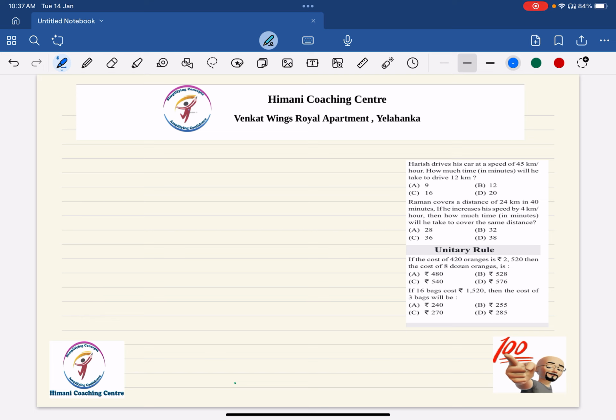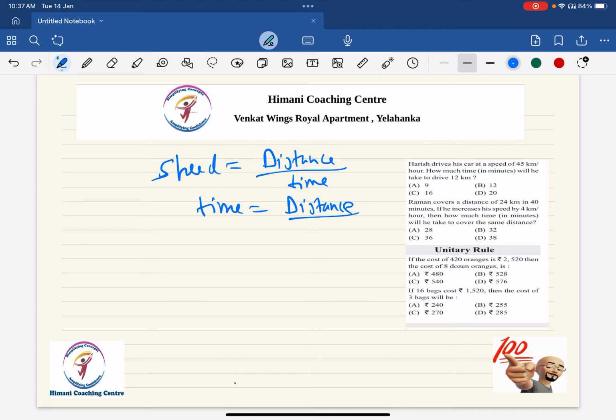How much time in minutes will he take to drive 12 kilometers? So see, what is the formula? Speed equals distance divided by time, correct? So if I have to find time, that would be what? It should be equal to distance divided by speed.